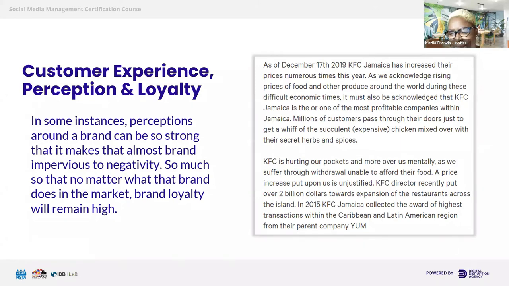KFC is hurting our pockets and, moreover, us mentally as we suffer through withdrawal, unable to afford their food. A price increase put upon us is unjustified. KFC directors recently put over $2 billion towards expansion of the restaurants across the island. In 2015, KFC Jamaica collected the award of highest transaction within the Caribbean and Latin American region from their parent company, Yum.